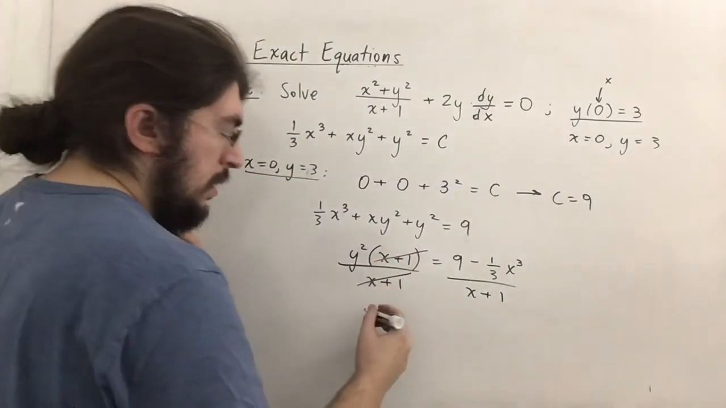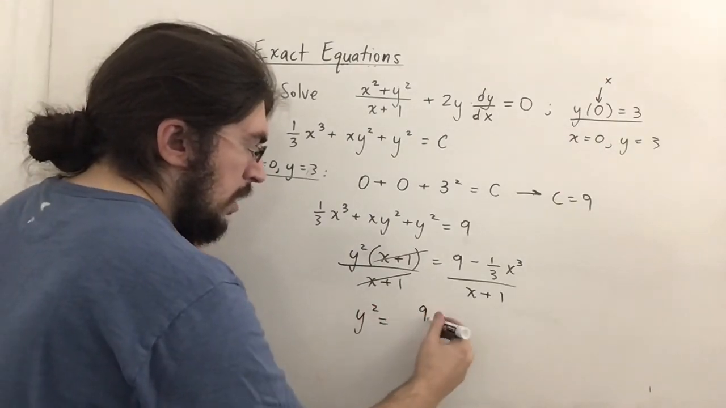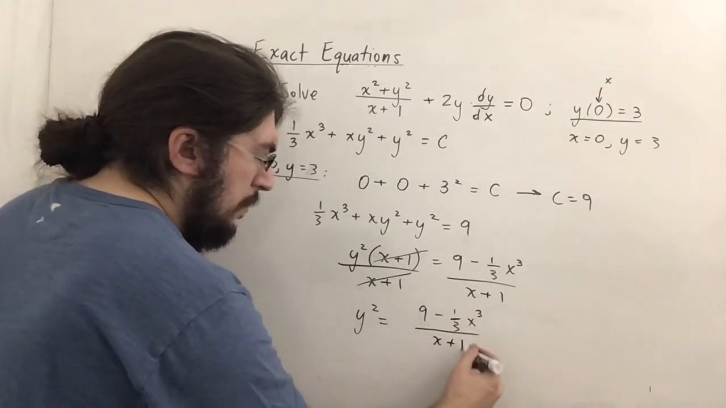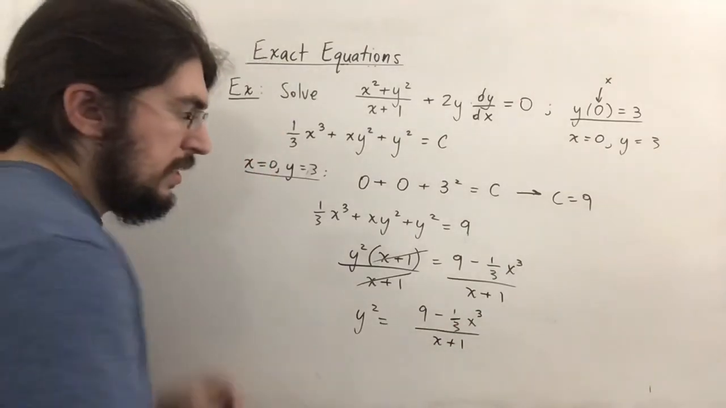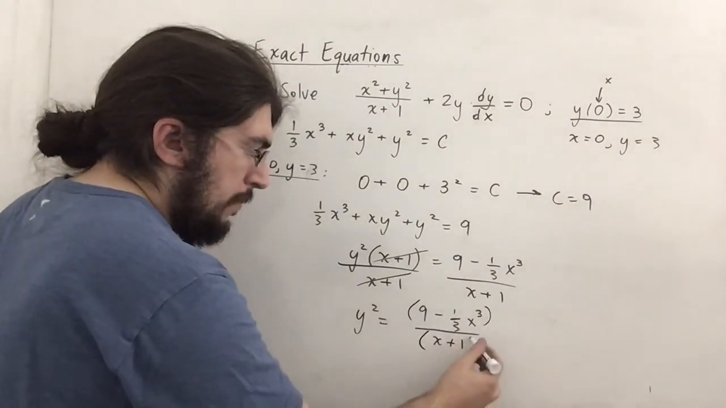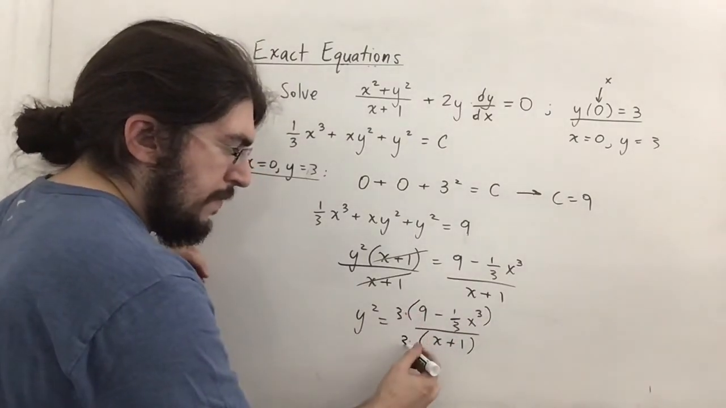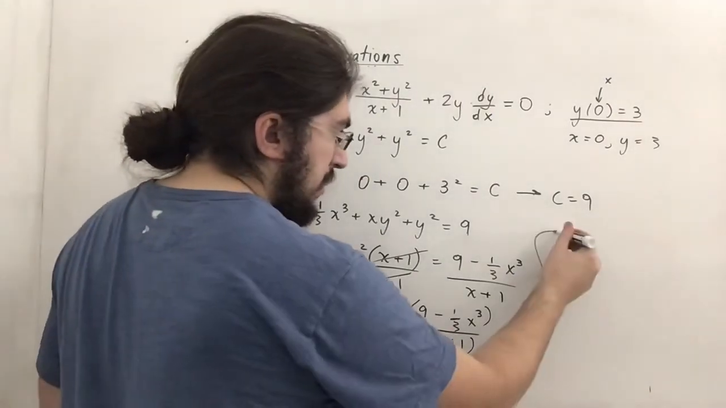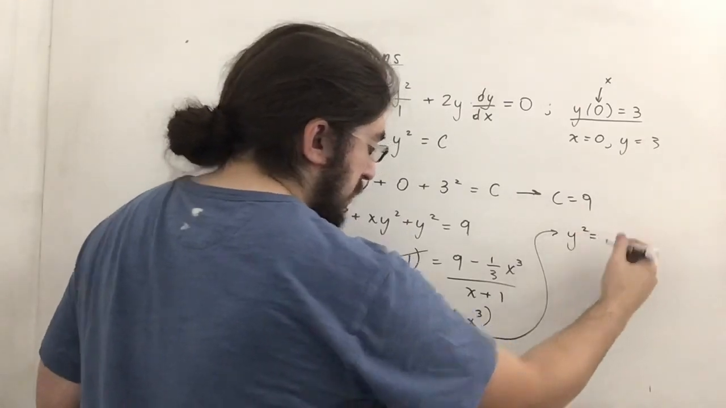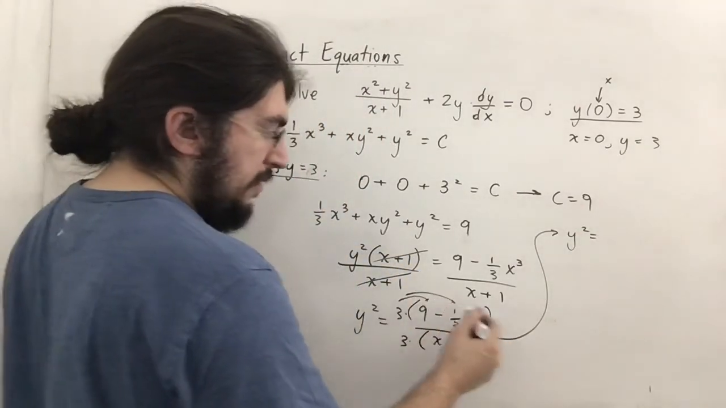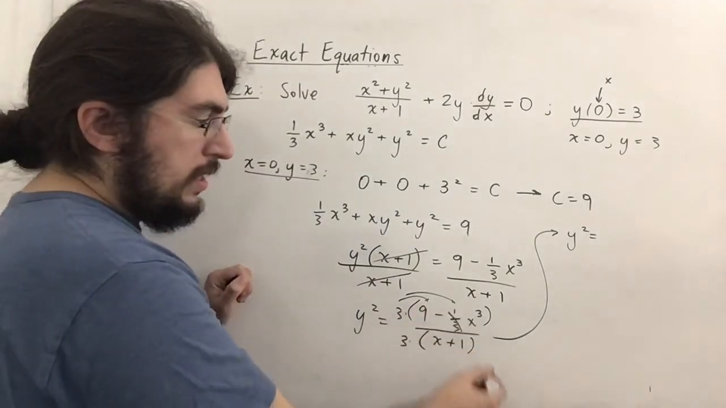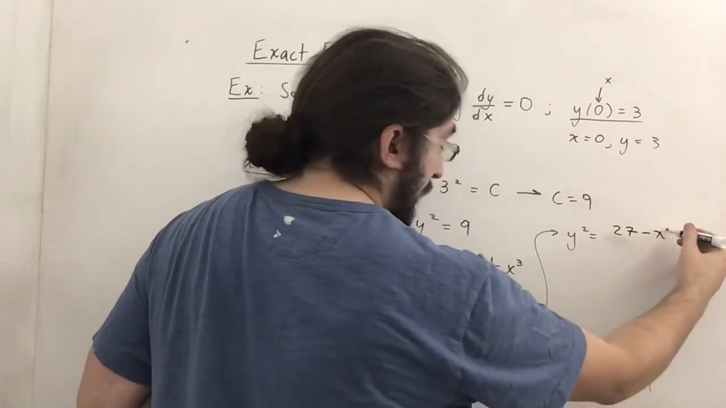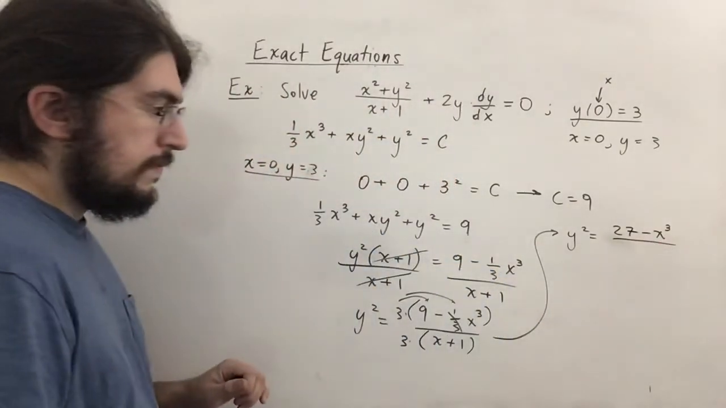So that cancels. We get y squared is equal to 9 minus 1/3 x cubed, all divided by x plus 1. Now if you don't like the fraction within a fraction scenario, that's fine. Multiply top and bottom by the denominator involved, which is just 3. And that'll actually cancel things quite a bit. So now we have y squared is equal to, distribute this on the top, we get 27 minus just x cubed because the 3's cancel in this case. So let me write it like this. 27 minus x cubed. Good.